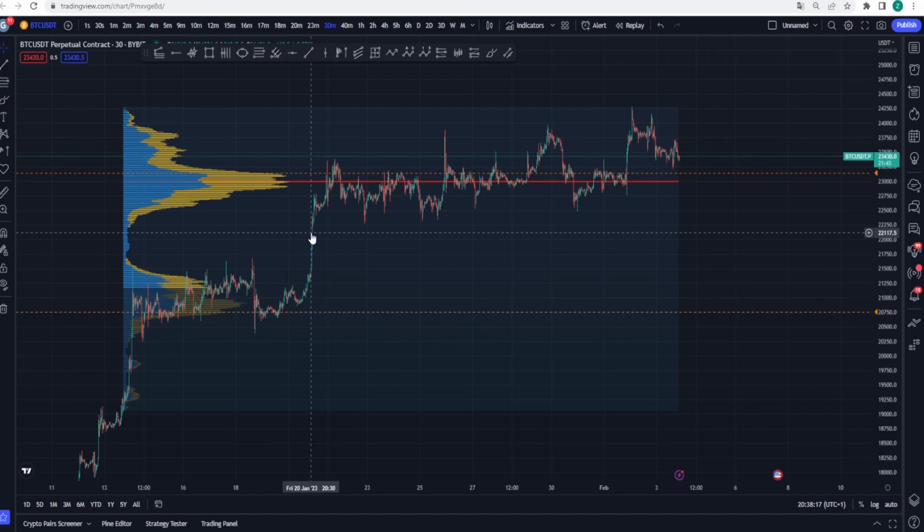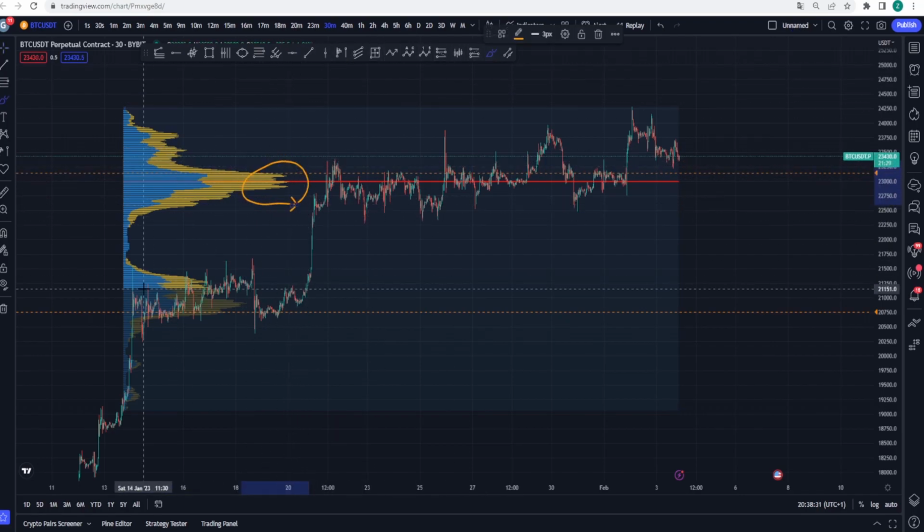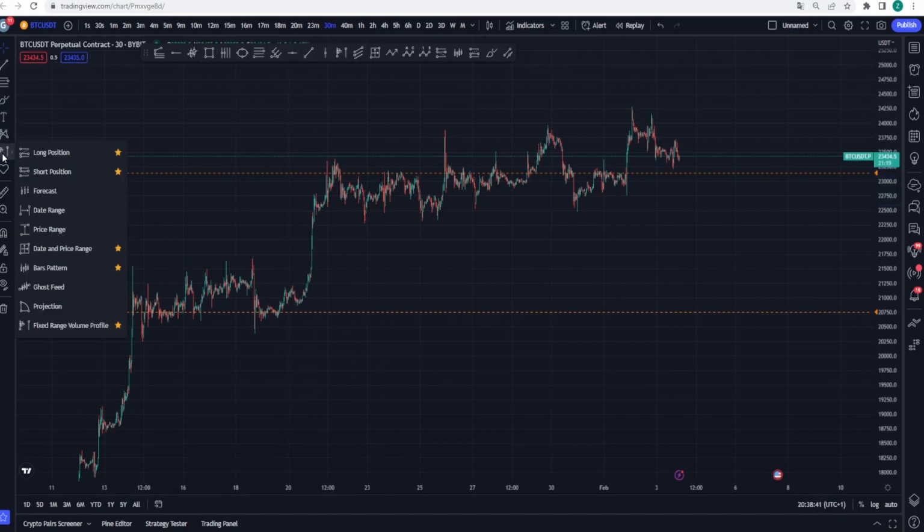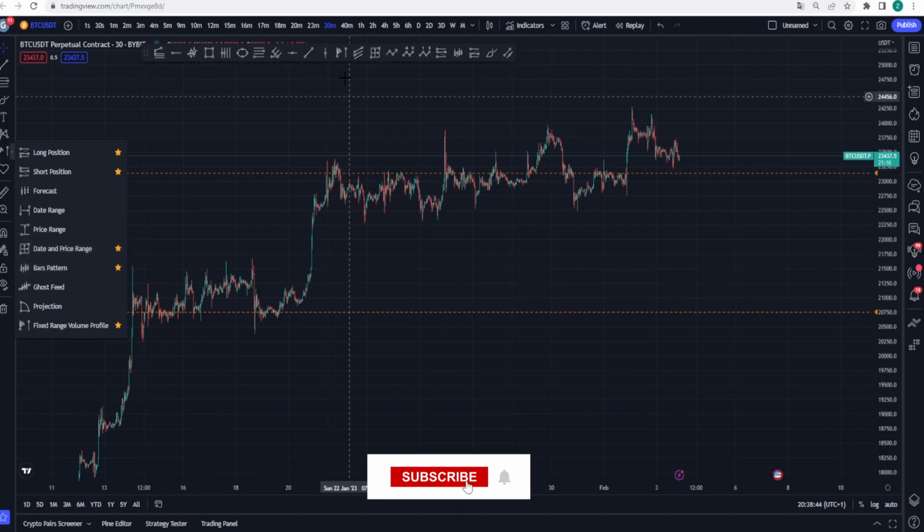Okay, so in my personal chart, you can already see that I have one level marked out here, 23,100, which is, as you can see, the top of this volume cluster right here. And last course, we already went over this. This is a fixed range volume profile. So what I did here is I have it as my favorite, so I can find it in my top menu bar. Otherwise, you'll have to look for it here, and then put a star next to it.